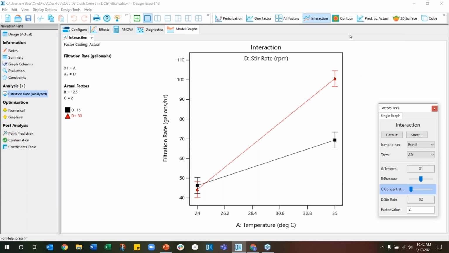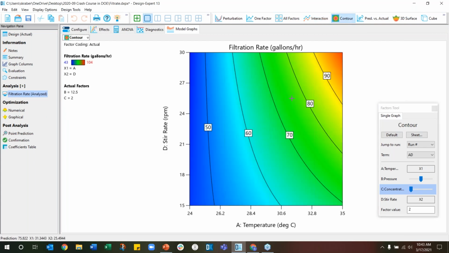Now, there are plenty of other ways of looking at these. I'll just glance at them. They're just alternative ways of displaying the data. You have these contour plots that show the two factors on the X and Y axis, and then the filtration rate is in the middle. So this is like I'm going from 50 gallons per hour to 60 to 70 to 80. You can see how it's increasing. It's like a topographical map of mountains or hills.